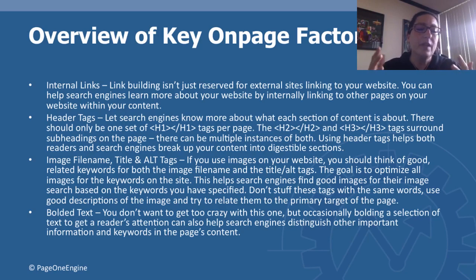Image name. You want to have file, title, and alt tags. If you use images on your website, which you should, think of really related keywords for the image file name, the title, and alt tags. The goal is to optimize all images for keywords on the site. You can rank an image by itself. Remember that. So you want to help the search engines find good images for their image search based on keywords you specify on your image. Don't stuff these tags. Don't put a million. Not every single picture should have the same information, but you want to really be able to do it and really try to relate it to the primary theme on your site.